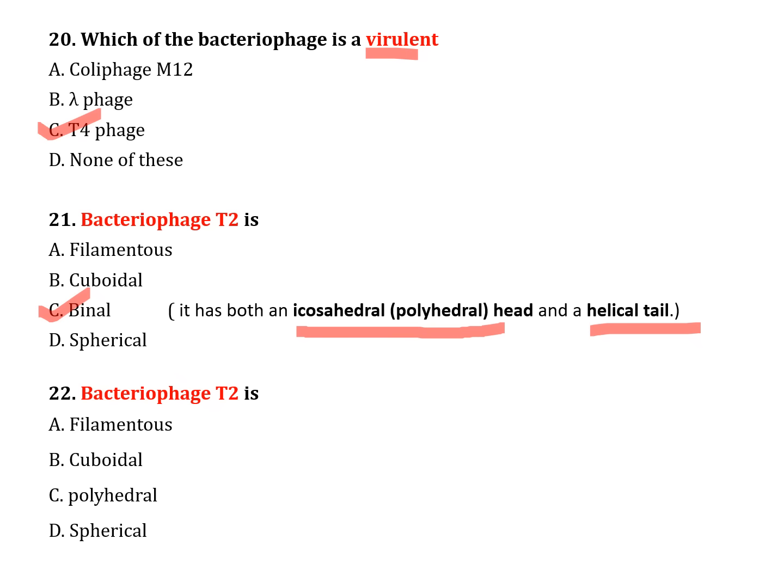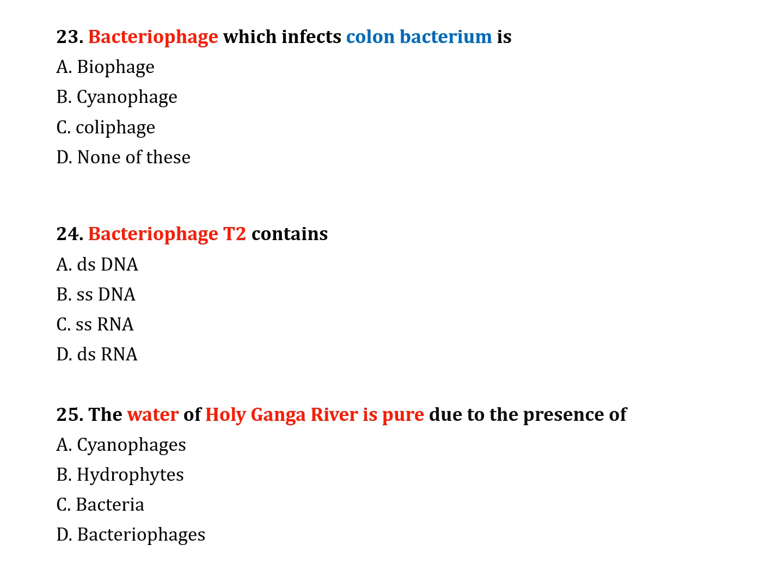Bacteriophage T2 is option A, filamentous. Option B, cuboidal. Option C, polyhedral. Option D, spherical. Correct answer is option C, polyhedral or icosahedral. The next question, number 23.